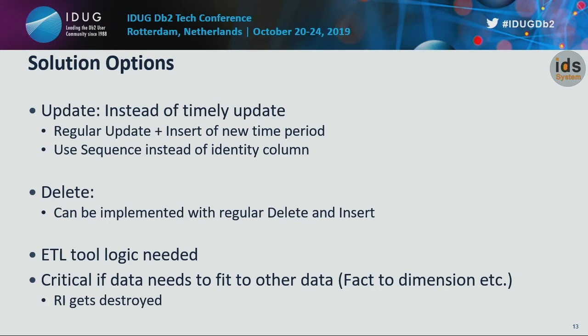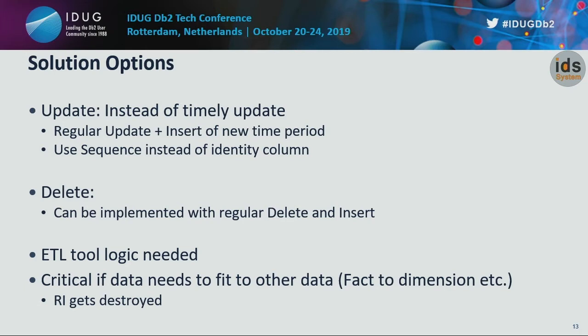What can you do? Well, instead of timely updates, you could do regular updates. Instead of an identity column, you can use a sequence because it's a separate object. It would not be manipulated that way. I really recommend using sequences in such a case. And for the delete, it could also be implemented with a regular delete and insert. You could do it yourself, basically.